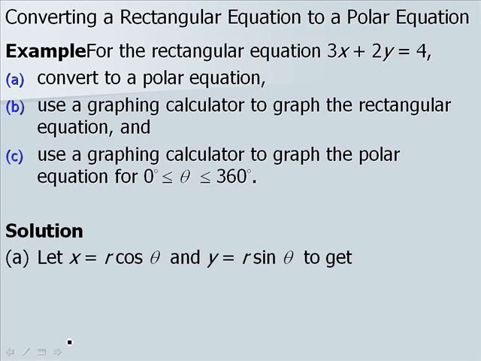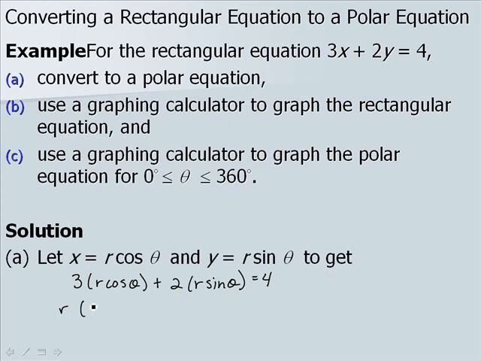Now let's look at converting a rectangular equation to a polar equation. For the rectangular equation, 3x plus 2y equals 4, first we want to convert to a polar equation, and then we will graph our rectangular and polar equations. So here we'll let x equal r cosine of theta and y equal r sine of theta to get 3 times r cosine of theta plus 2 times r sine of theta equals 4.